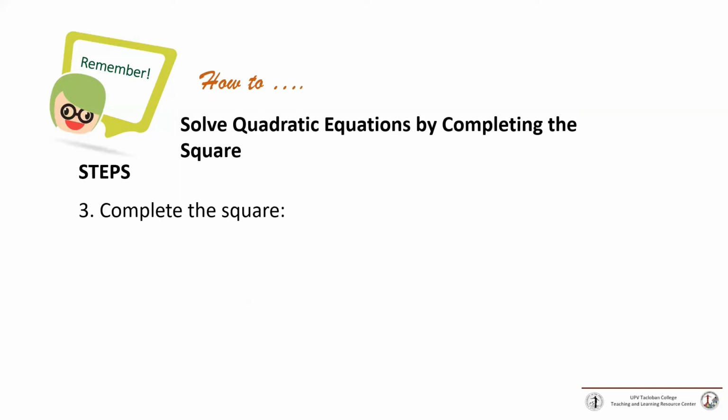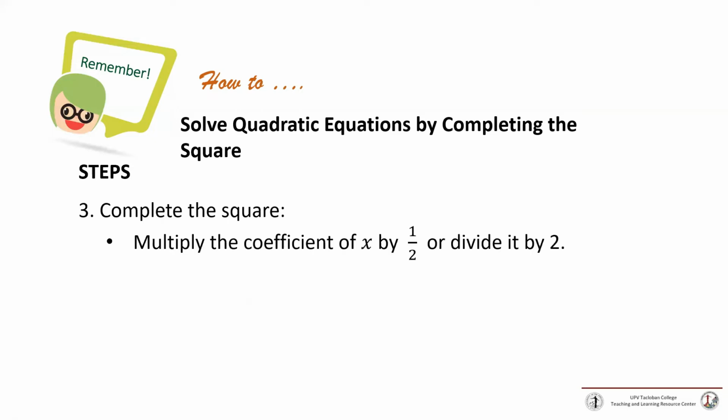Then after that, you complete the square. How can we complete the square? Multiply the coefficient of x by 1/2 or divide it by 2. You remember, you divide each term of the quadratic equation by the leading coefficient a. And then the next step is to multiply the coefficient of x. So what will be the coefficient of x? Then you multiply that one by 1/2 or divide it by 2.